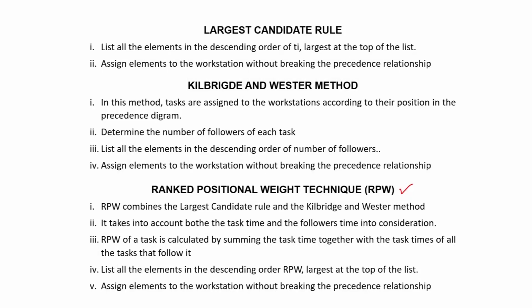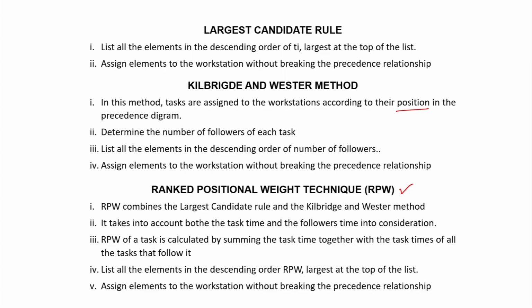There is another method called the Kilbridge and Wester method. In this method, the tasks are assigned to the workstation according to their position in the precedence diagram, that means how many followers they have. The task with more followers is scheduled first, and the task with fewer followers is scheduled later on. So we determine the number of followers of each task, list all the elements in descending order of number of followers, and assign elements to the workstation without breaking the precedence relationship.